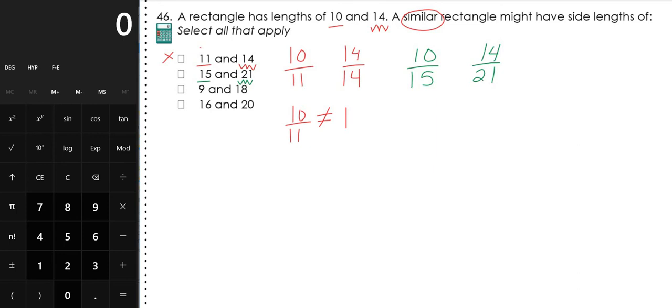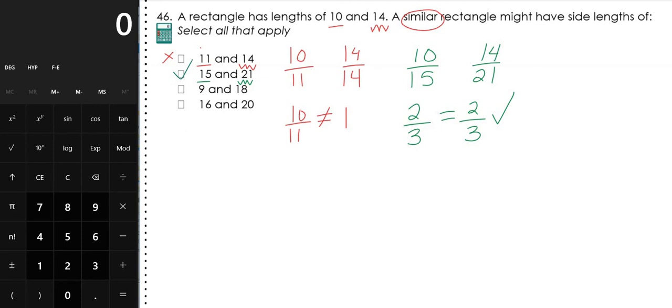10 over 15 can be simplified if you divide by 5. So we're going to get 2 over 3. 14 and 21 can be divided by 7, and you get 2 over 3. Oh, it's the same ratio. That's exactly what I want. So choice 2 is correct.